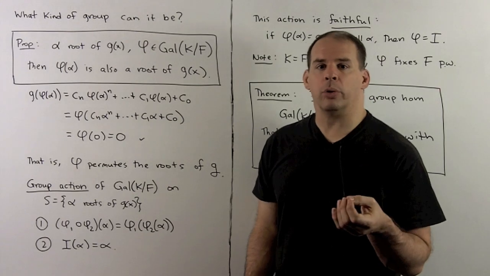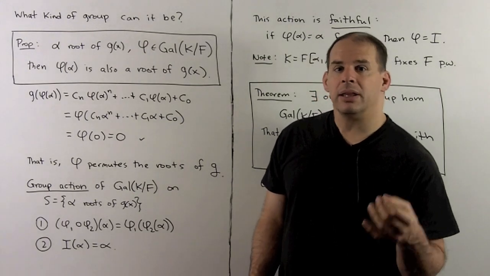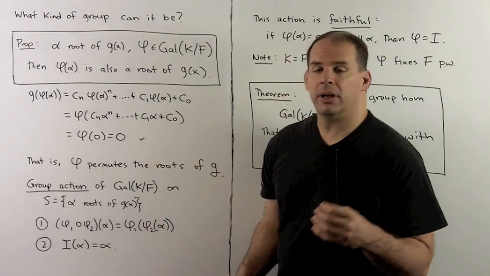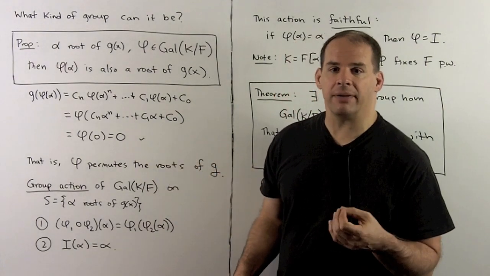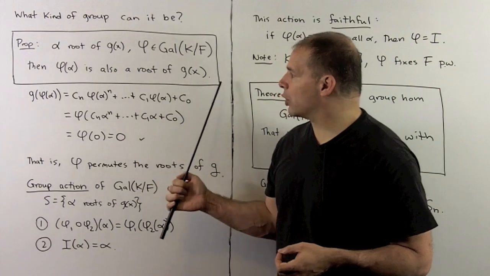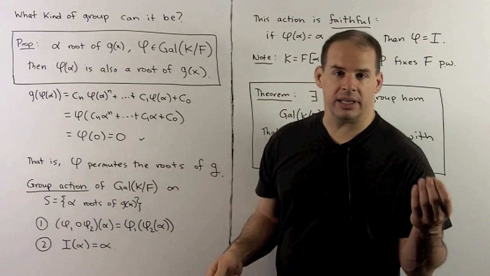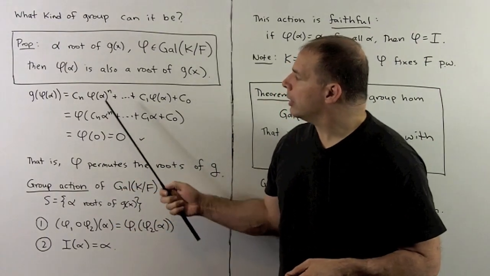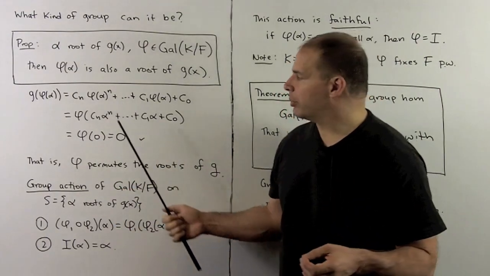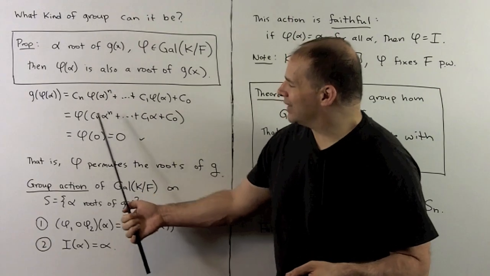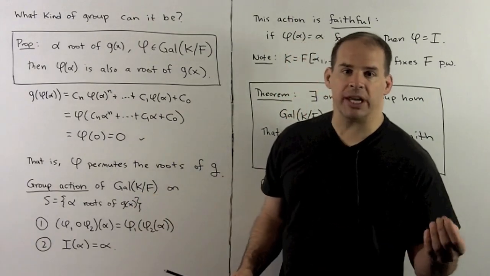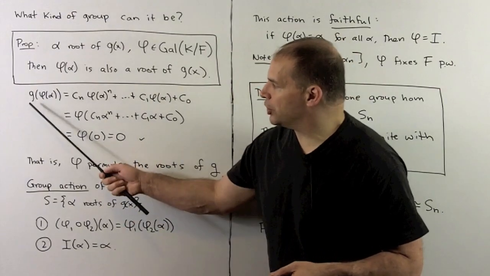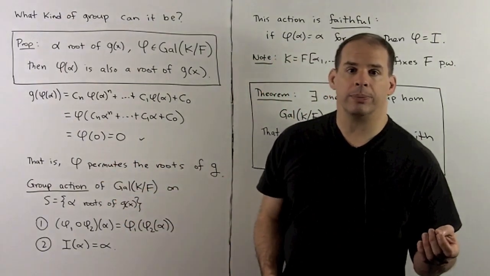Now, we have a group. What kind of group can it be? The key idea we've seen before. So, proposition: alpha is a root of g, phi is an automorphism of K fixing F, then phi(alpha) is also a root of g. To see this, we apply g to phi(alpha). So I'll write that out. Because phi fixes F pointwise, pull phi to the outside. What's on the inside is going to go to 0 because alpha is a root of g, so 0 comes out. And that says that phi(alpha) is also a root of g. And that's what we wanted to show.